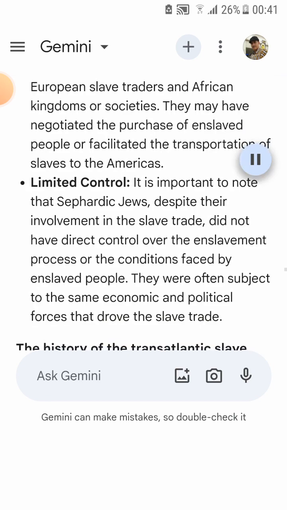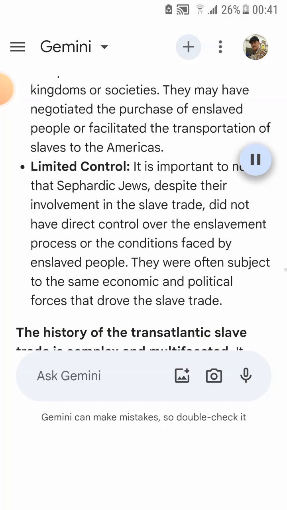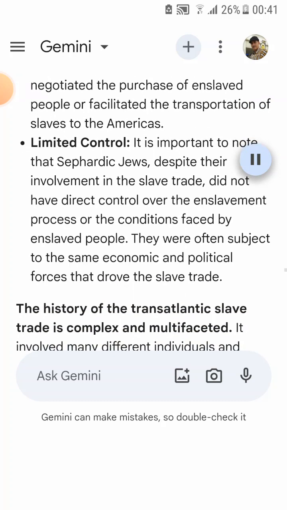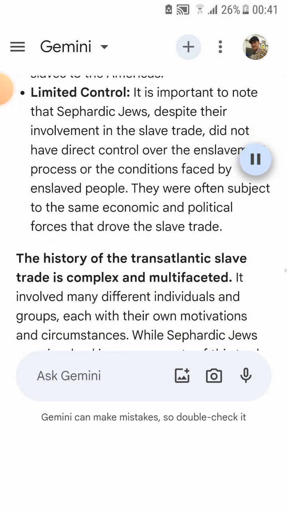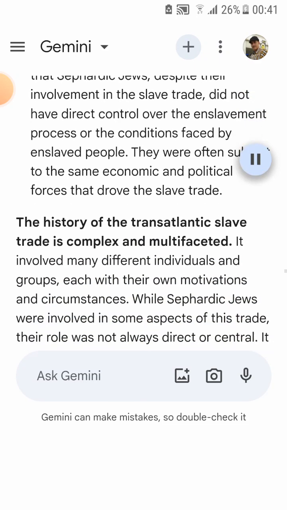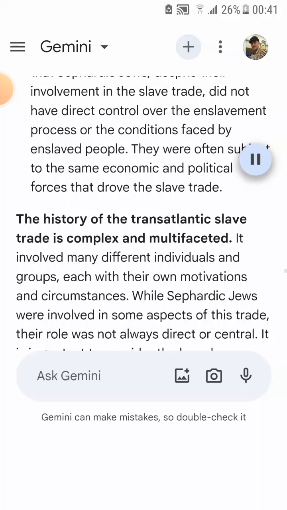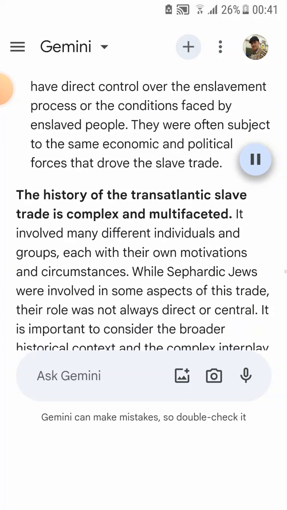Limited control. It is important to note that Sephardic Jews, despite their involvement in the slave trade, did not have direct control over the enslavement process or the conditions faced by enslaved people. They were often subject to the same economic and political forces that drove the slave trade.